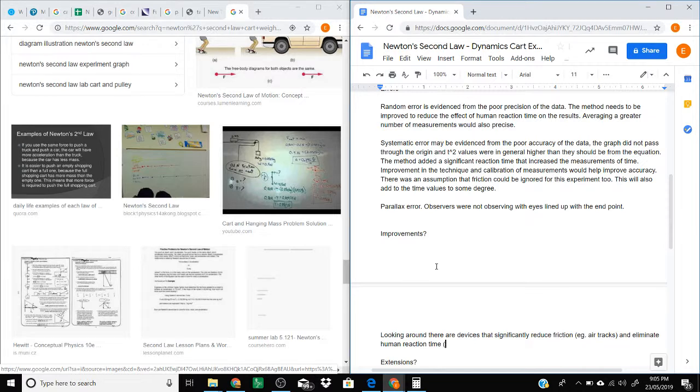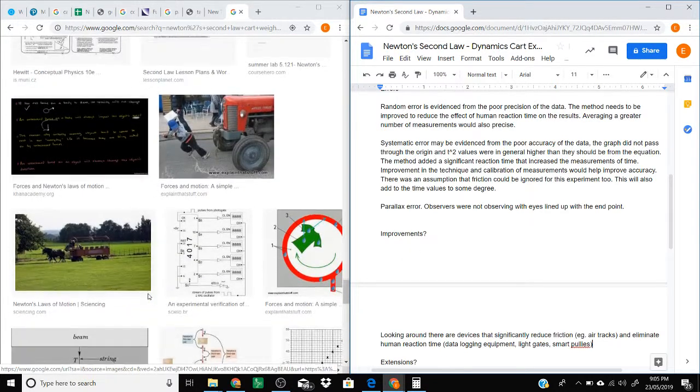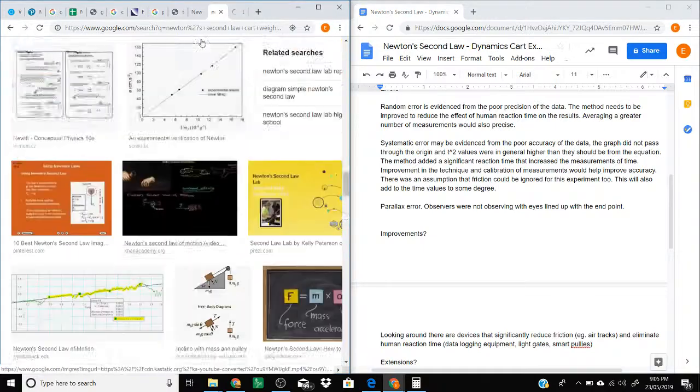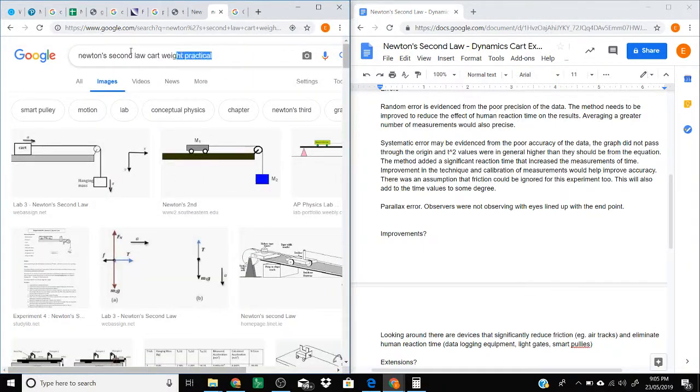So that would be like data logging equipment, light gates, and smart pulleys. Not sure if the smart pulleys might actually add to the friction, considering they are measuring. But I'm not sure what I mean by a light gate. I might just search for that itself.